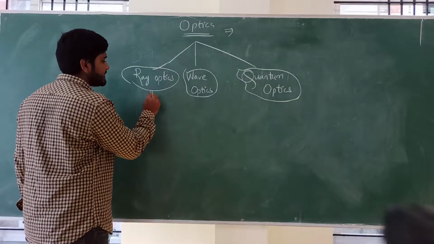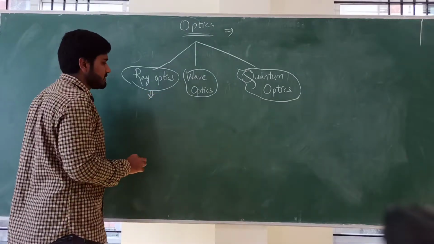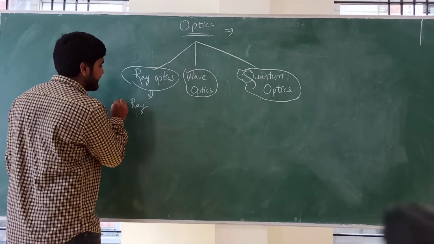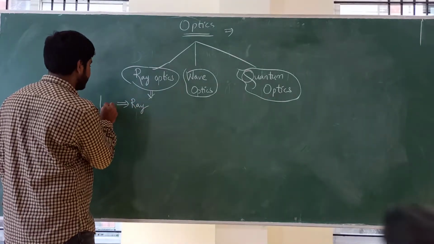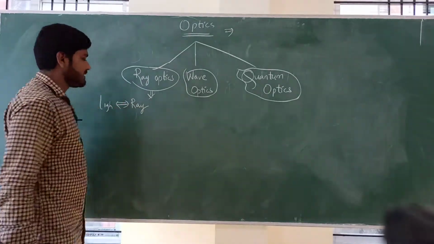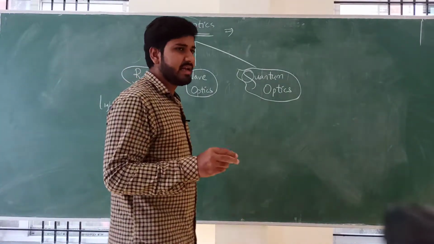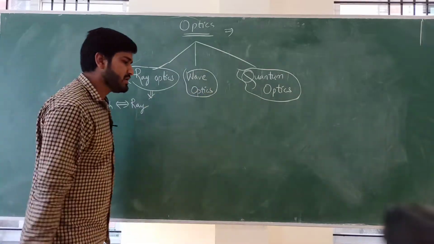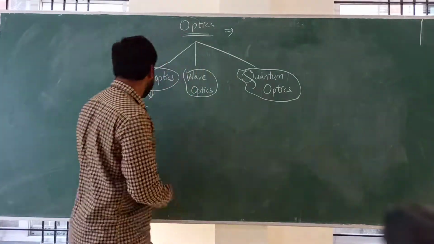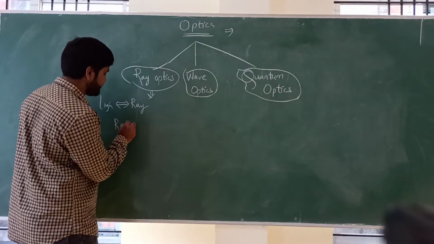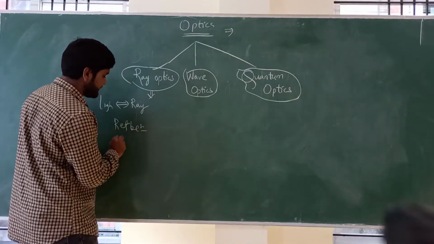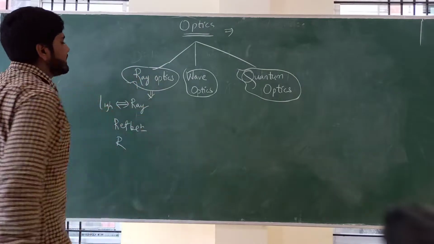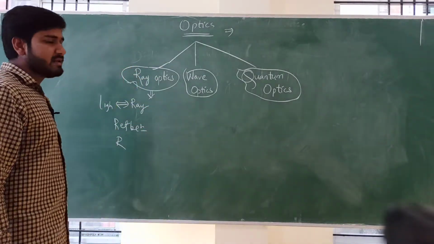In ray optics, we consider light as a ray. By considering light as a ray, certain properties, certain phenomena like reflection, refraction, all these things we are going to study, and we study that in ray optics.